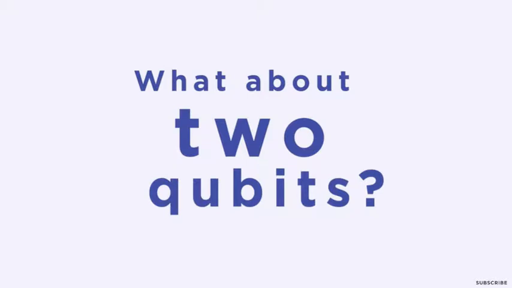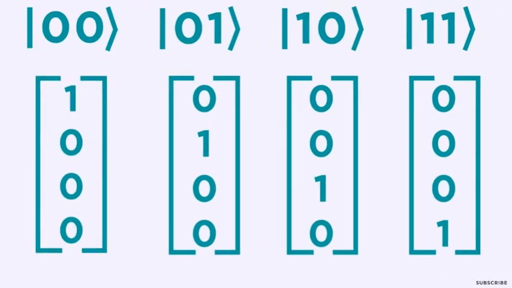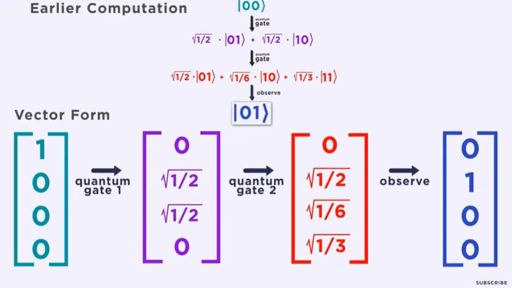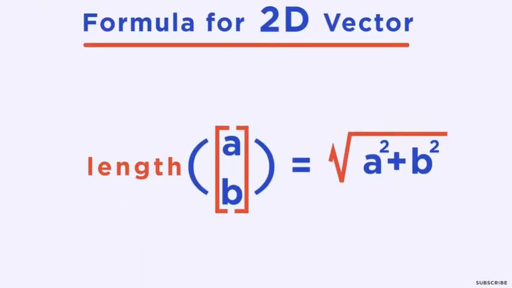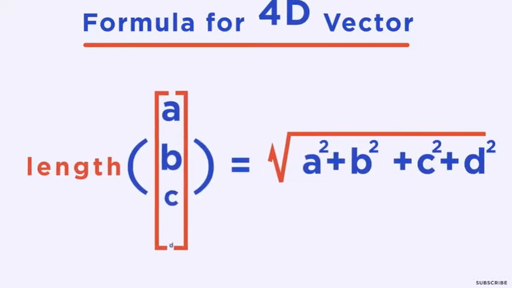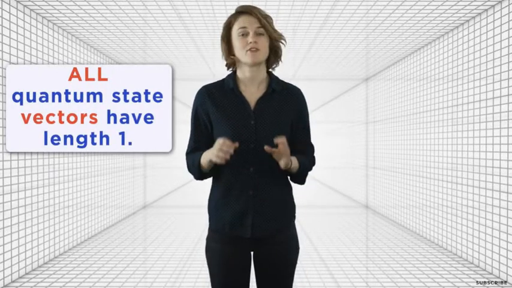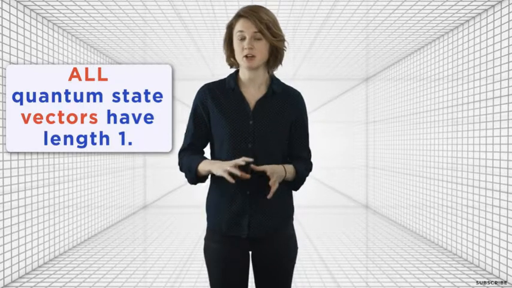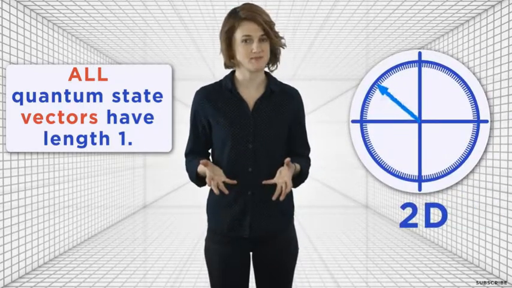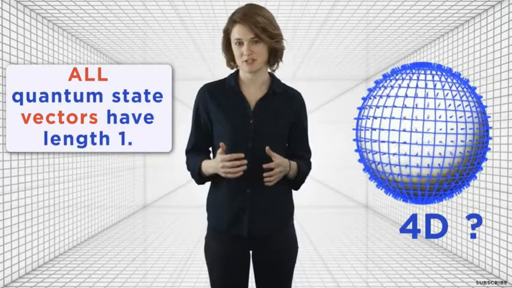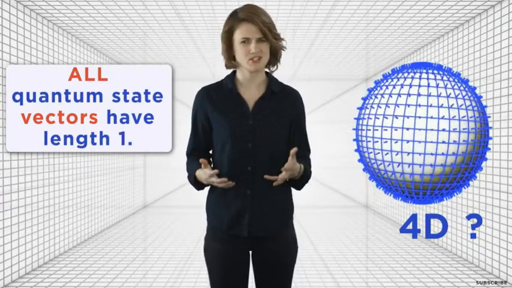What about 2 qubits? It takes a 4-dimensional vector to represent the 4 possible states. Here's the earlier computation in vector form. The formula for the length of a 2-dimensional vector easily generalizes to the formula for the length of a 4-dimensional vector. So, as we said before, all the quantum state vectors have length 1. The 2-dimensional vectors pointed to a spot on the unit circle in 2-dimensional space, and these 4-dimensional vectors point to a spot on the unit sphere in 4-dimensional space, which makes it awfully hard to visualize.